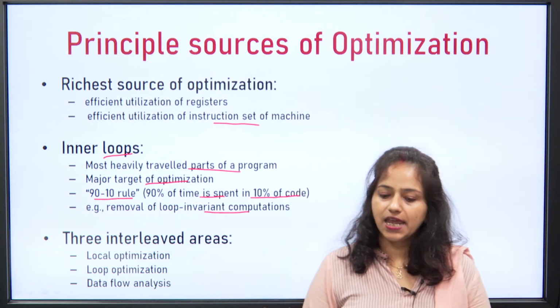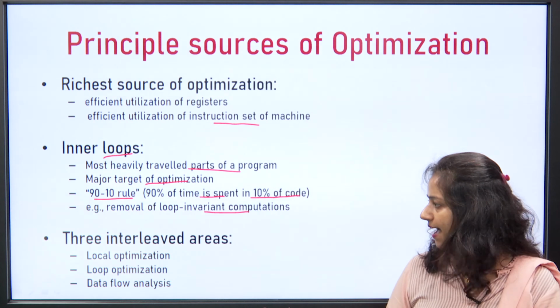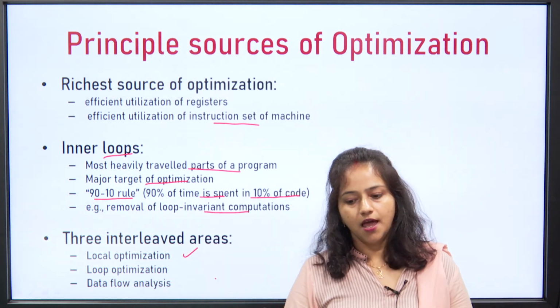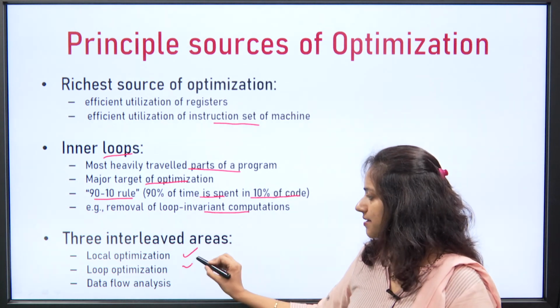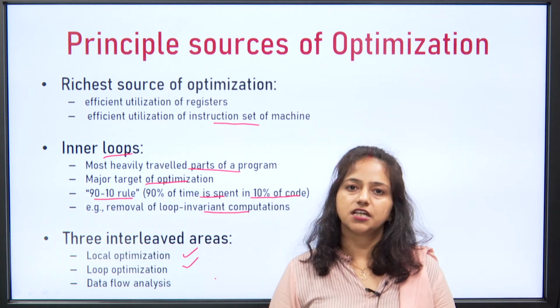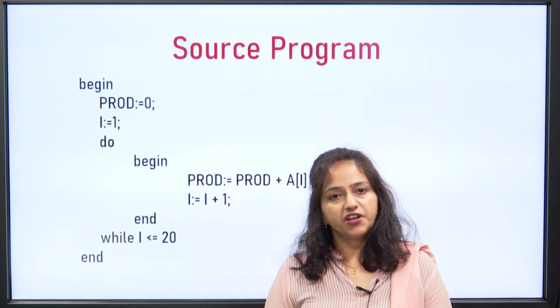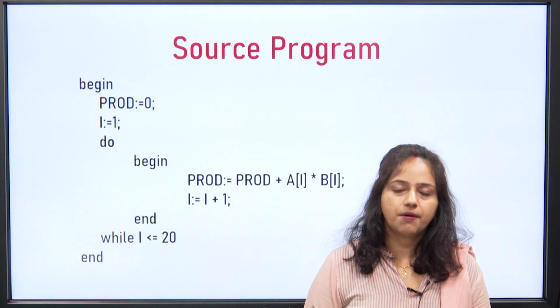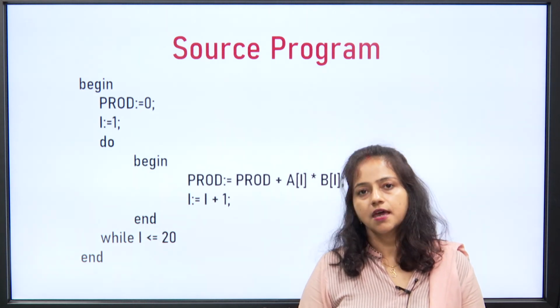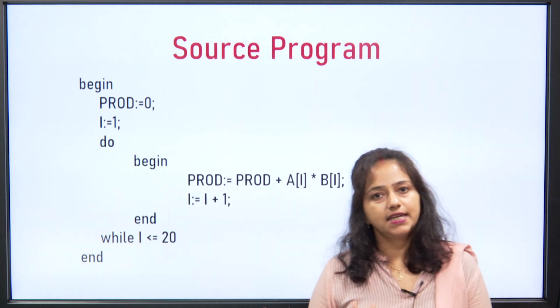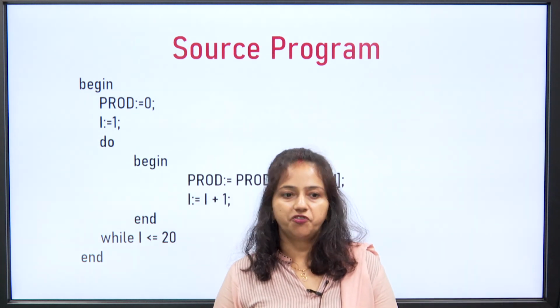Now, there are three interleaved areas where we do the optimization. One is local optimization, second is loop optimization, and third is data flow analysis. Now, we will take one example to understand the code optimization techniques and the basics related to designing blocks, finding the leaders and doing the data flow analysis.